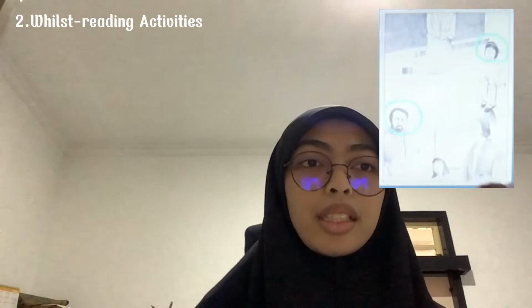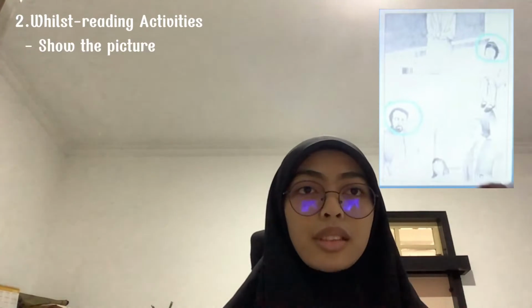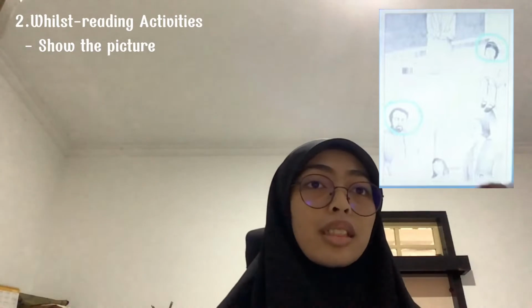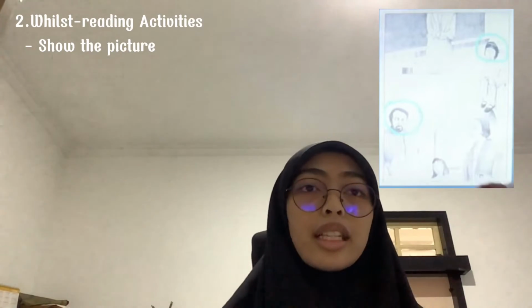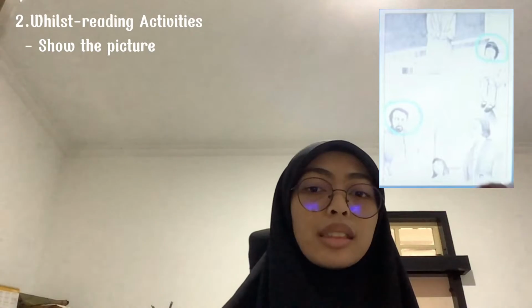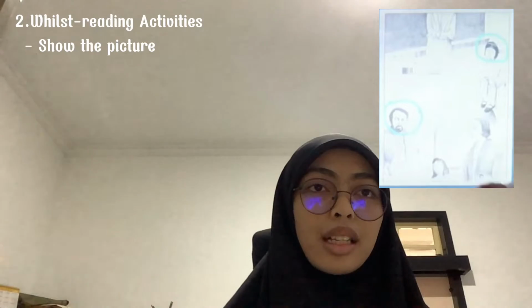So the next part is about the whilst reading activity. The teacher starts by giving a picture that relates to the short story. There are 3 people in the picture: father, mother, and their daughter. So the teacher asks the students about the personality or characteristic of each person in the picture.